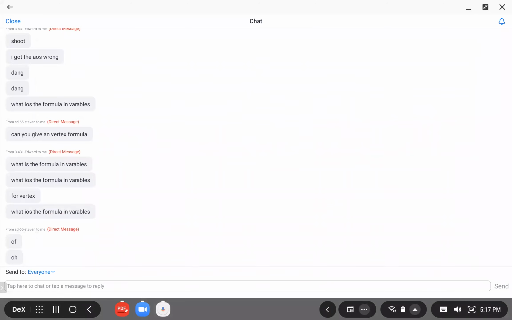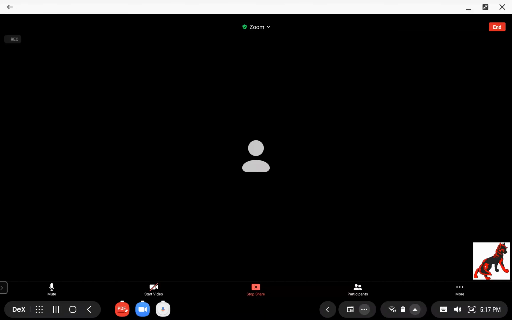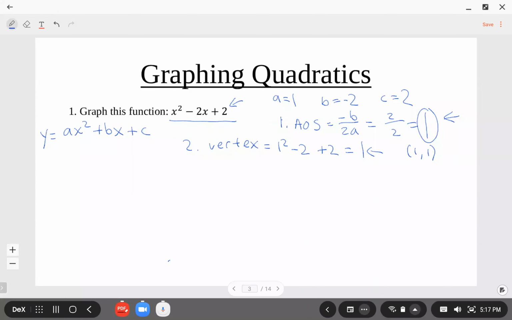Okay, so let's continue. The third step is finding 2 points that are close to the AOS. Okay, let me just write that down real quick. So 2 points that are close to the AOS, because right now we can't really see how the graph is going to go, because we just have a vertex. Okay, we just have a vertex. So we're going to find 2 points close to that AOS.